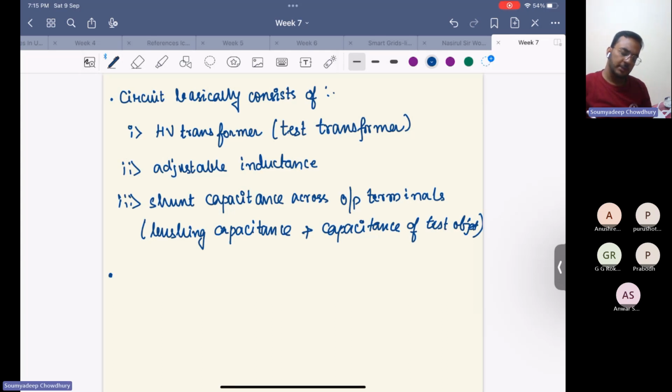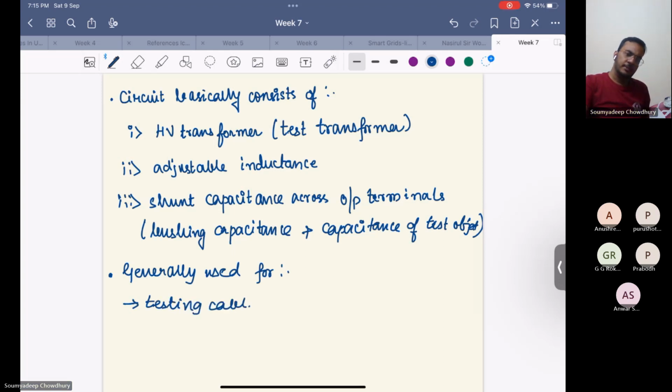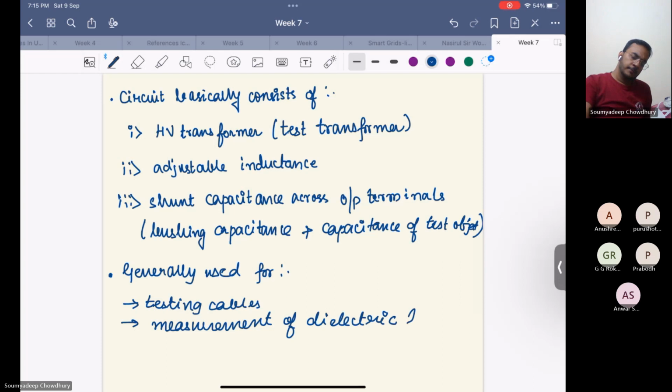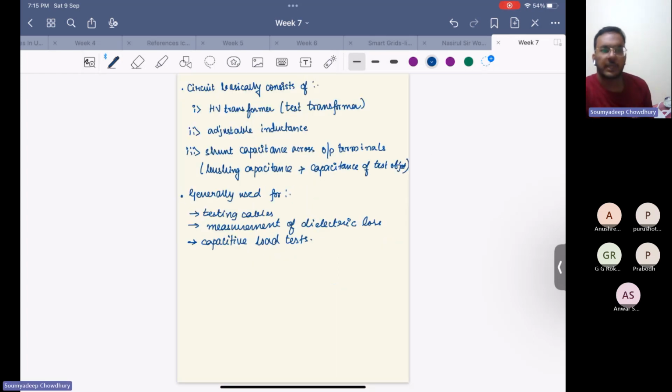I'll describe the principle of working of the circuit. Just wait for a few minutes. Yes. So it is generally used for testing of cables, measurement of dielectric loss, then we have some capacitive load testings. Okay. So next.